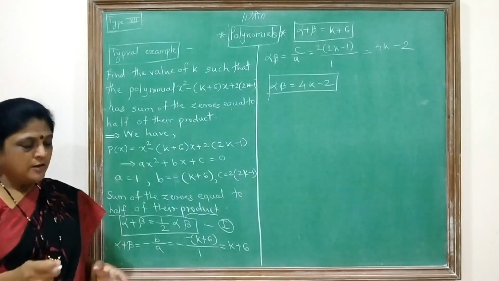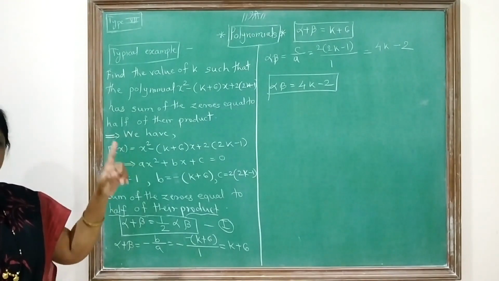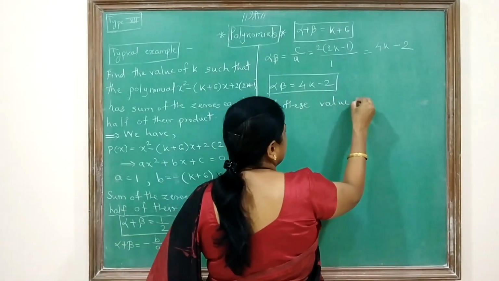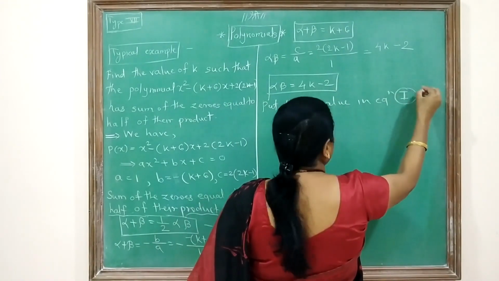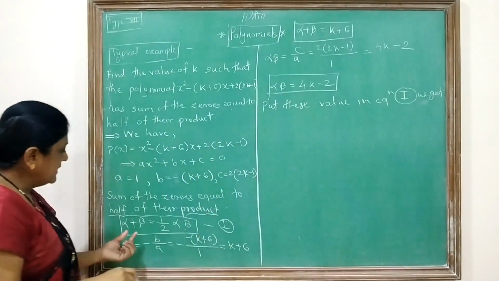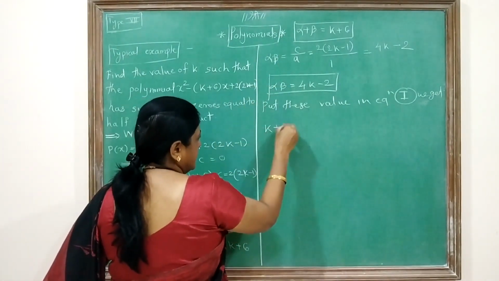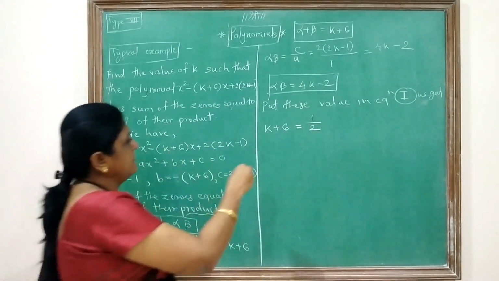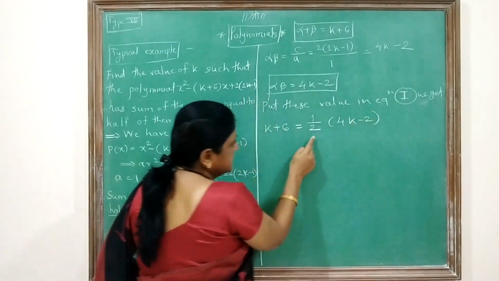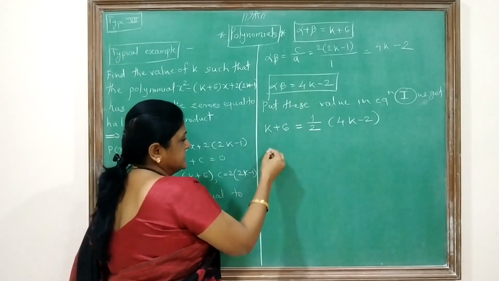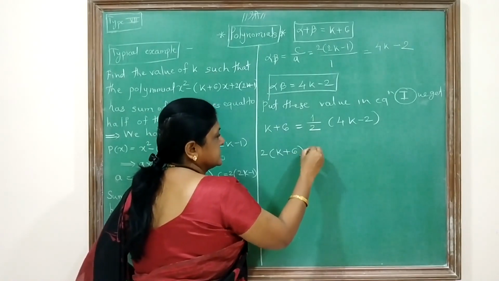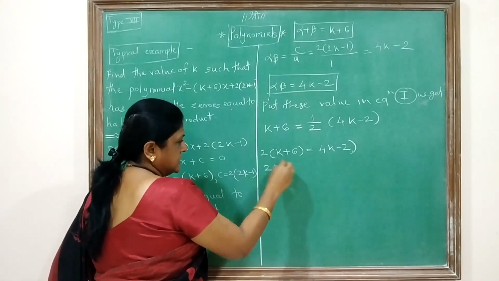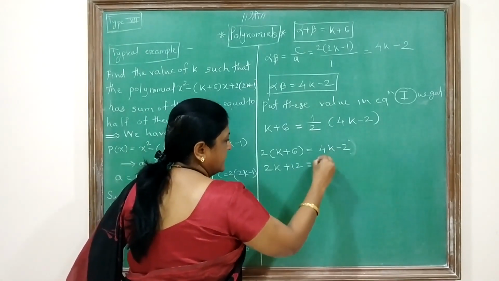Then the next step is: put the values of alpha plus beta and alpha beta in equation 1. We get alpha plus beta value is k plus 6 equal to 1 half, and alpha beta value is 4k minus 2. This 2 will be transferred to the LHS. Then you will get 2 (k plus 6) equal to 4k minus 2. Then 2 into k is 2k, plus 2 into 6 is 12, equal to 4k minus 2.